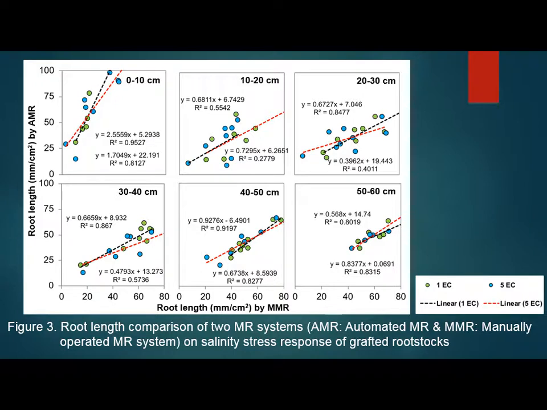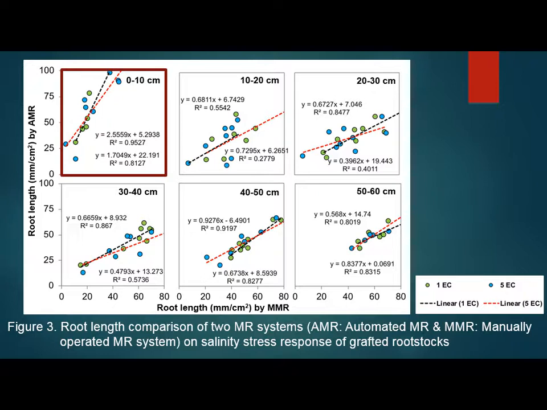In this case, instead of relative root length, the actual root length measured by the MMR and AMR systems is plotted against each other. Here the salinity response observed is similar at all depths except the top layer. Most previous studies reported that the top layer does not correspond well with other methods, but here the AMR and MMR systems have better correspondence with each other in the top layer. Also the slope is much higher in the top layer. The slope is more than 1, unlike the rest.